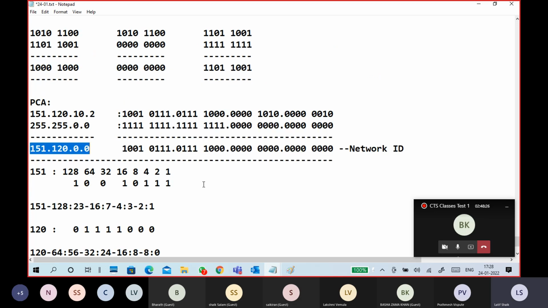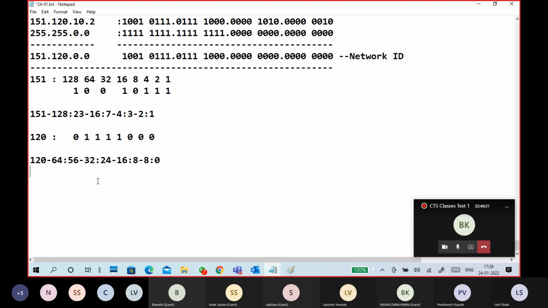Guys, do you understand network ID calculation? Yes. Yes, sir.